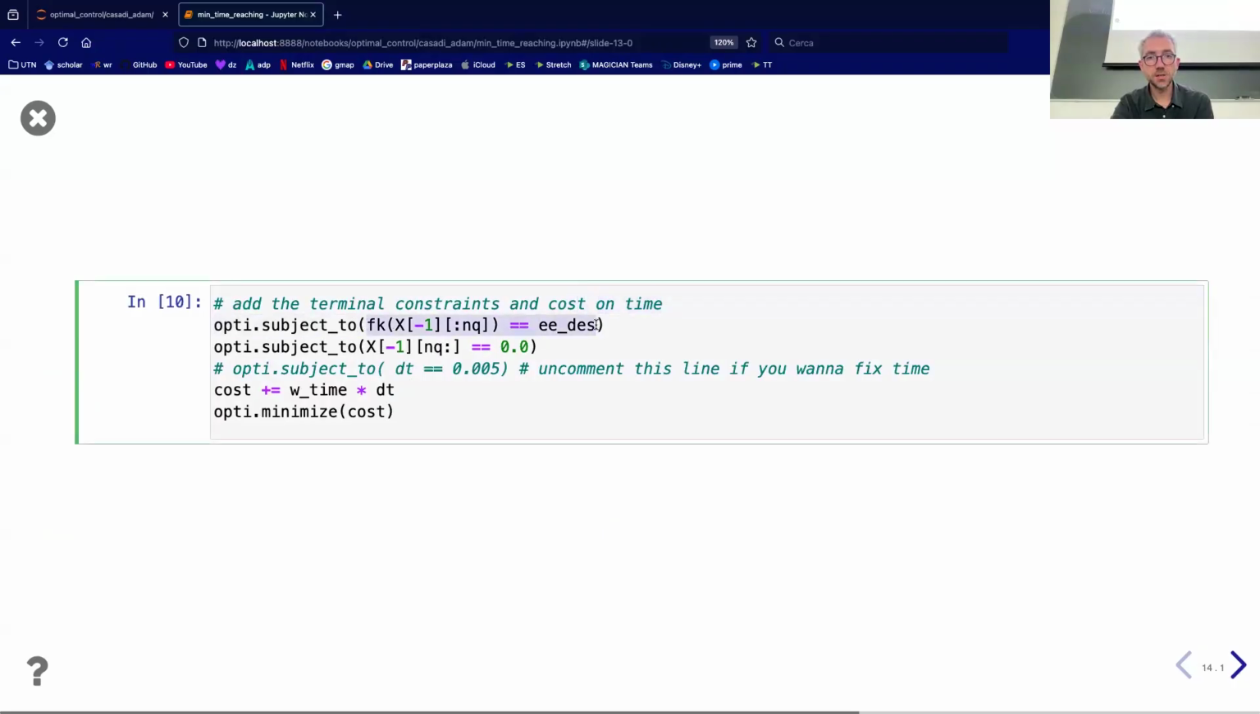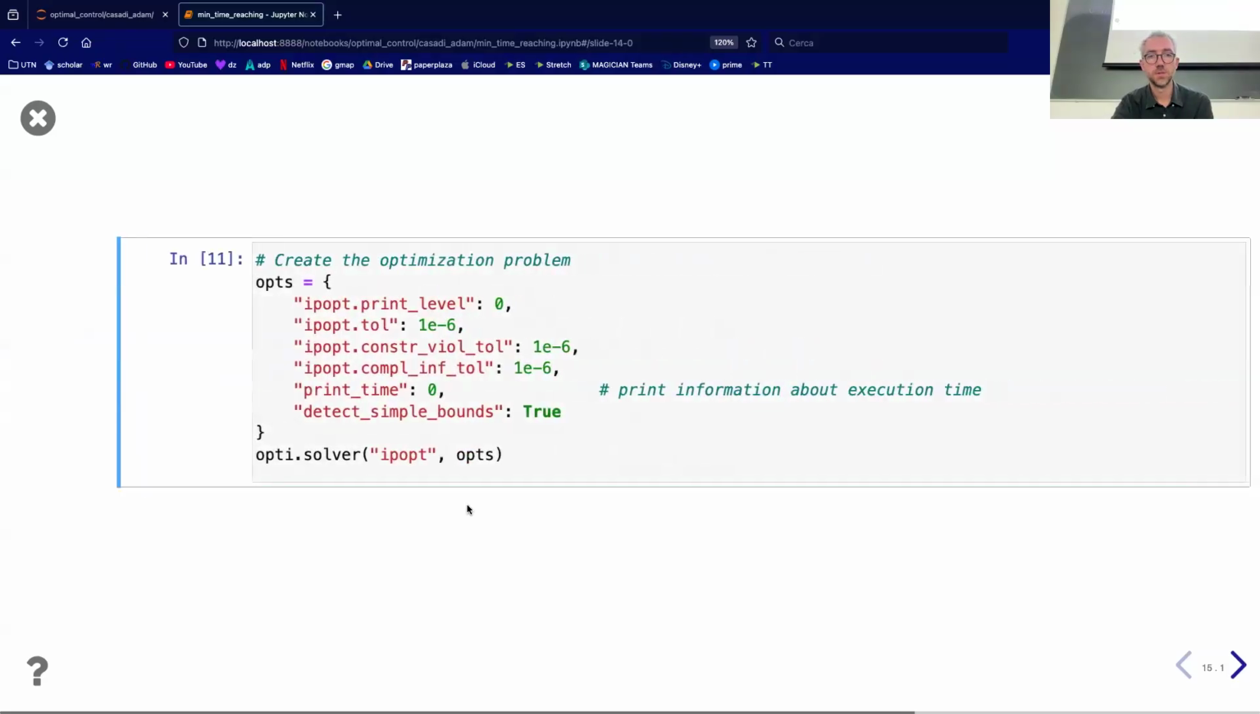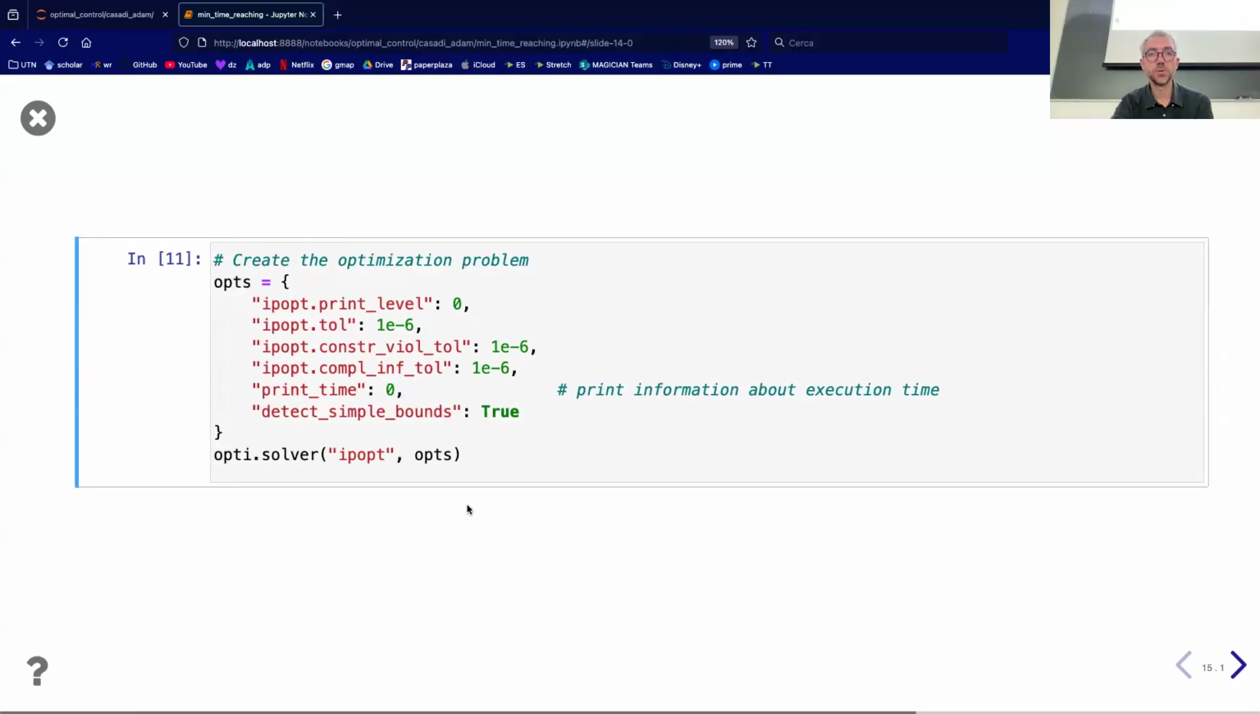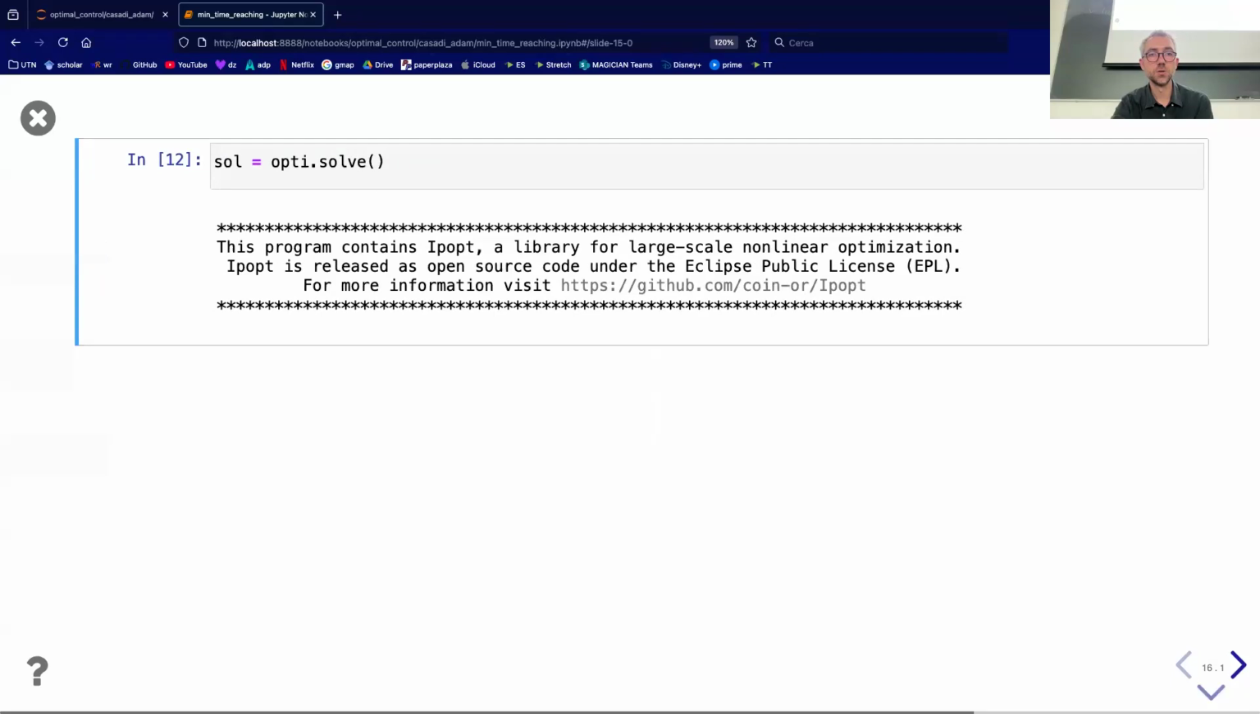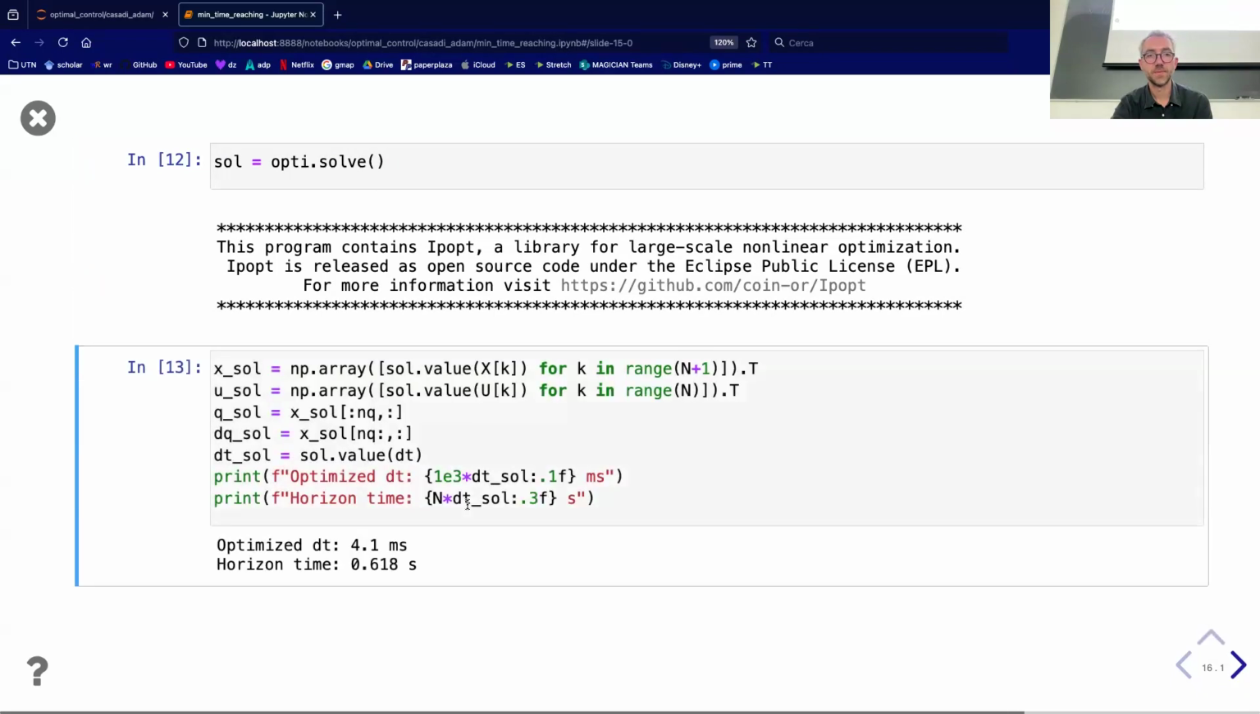I set the terminal state to be equal to the desired end effector configuration with 0 velocities, and I set a cost on the time. Here I create my solver as usual, and here I solve the problem. So the solution found was to set the time step to 4.1 milliseconds. And so the total horizon is 0.6 seconds. So that's the time it takes the robot to reach the target.